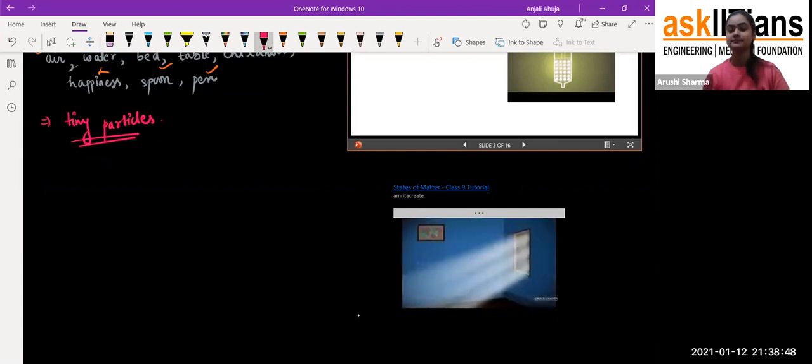If we were to observe sunlight falling through a window, we would be able to see tiny particles floating in the air.